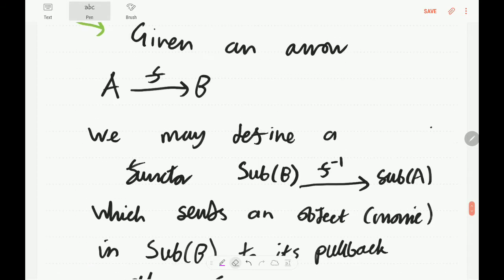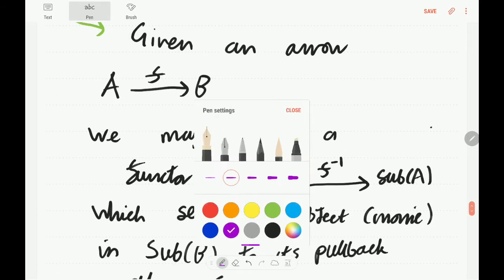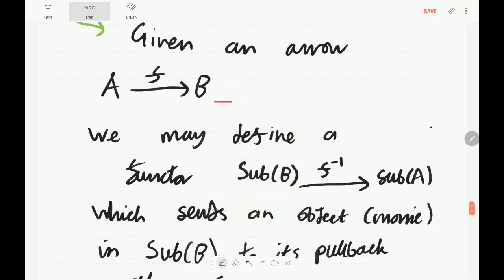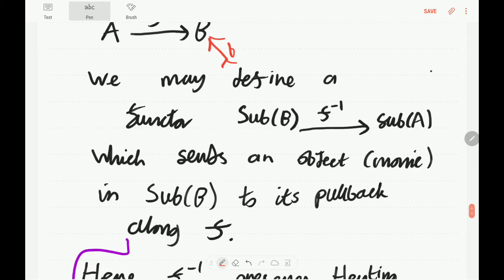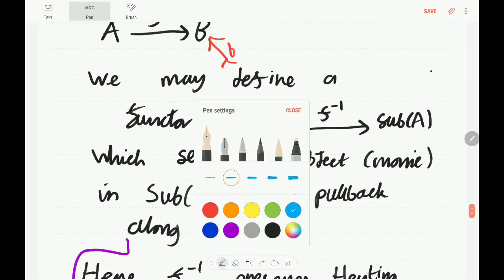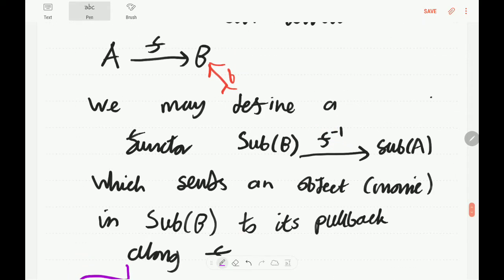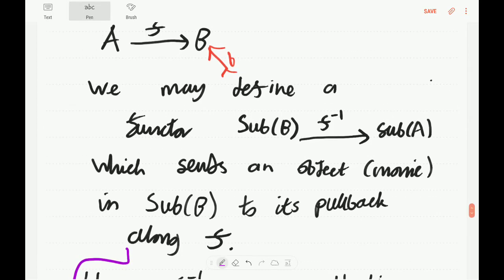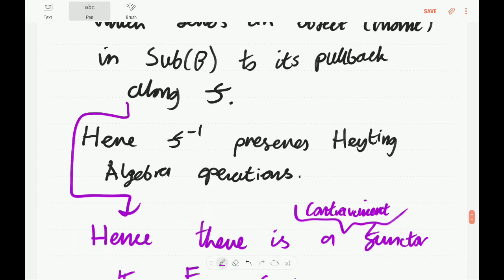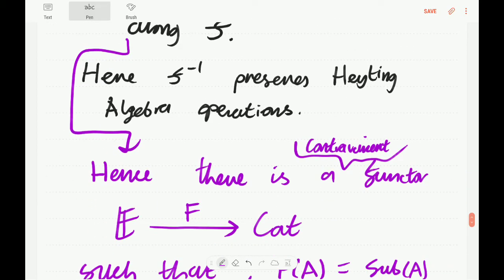What it does is it takes a monic in B, let's say little b, and it outputs the pullback of b along F. Since the arrows aren't labelled in sub B and sub A, we don't have to say too much about them. Suffice to say, it preserves containment. In fact, this type of functor preserves all of these Heyting algebra operations.